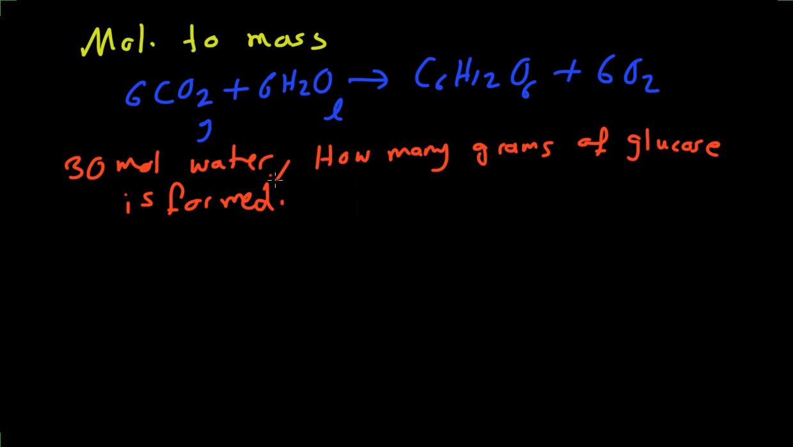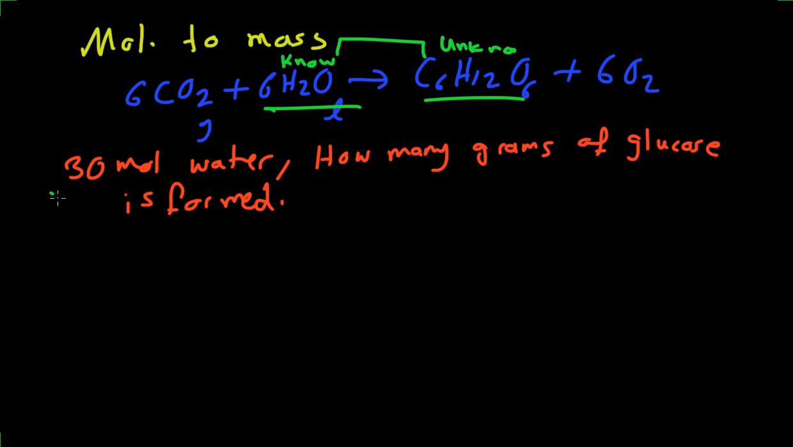So this is in photosynthesis. Plants use energy from the sun to produce glucose. CO2 reacts with water to form glucose and O2. So here, which one is known and which one is unknown? You know that water is known, given. Glucose is unknown. So you will make a conversion factor between water and glucose.